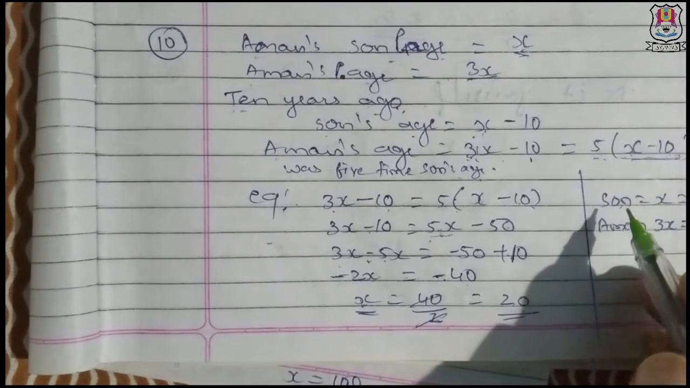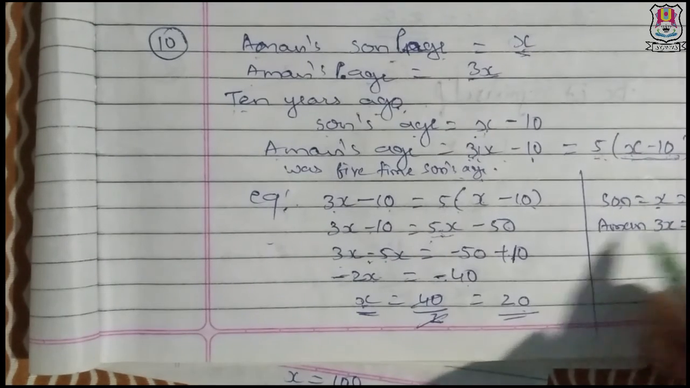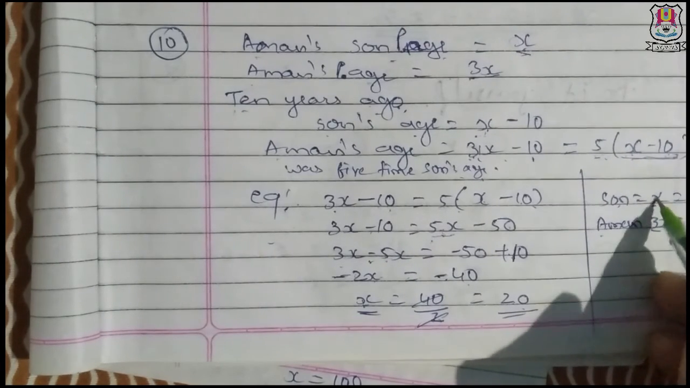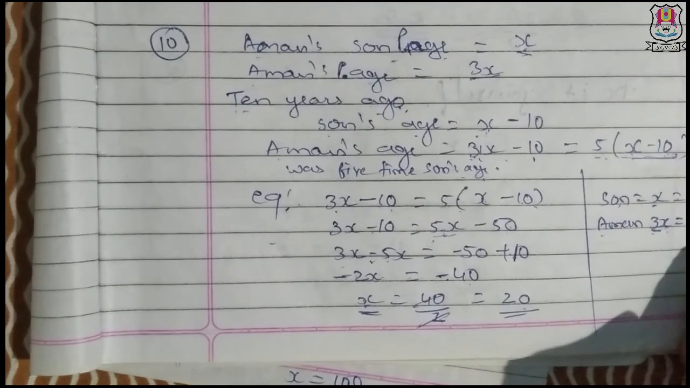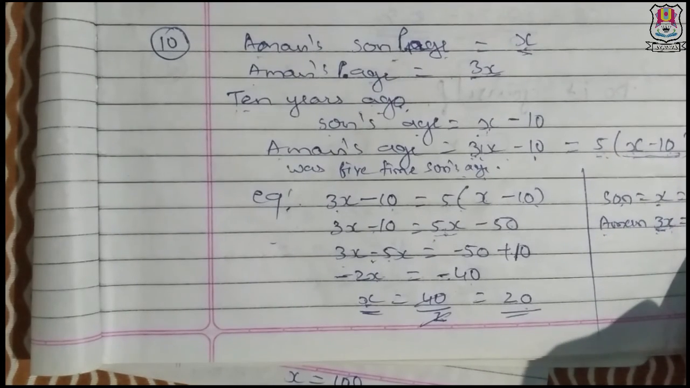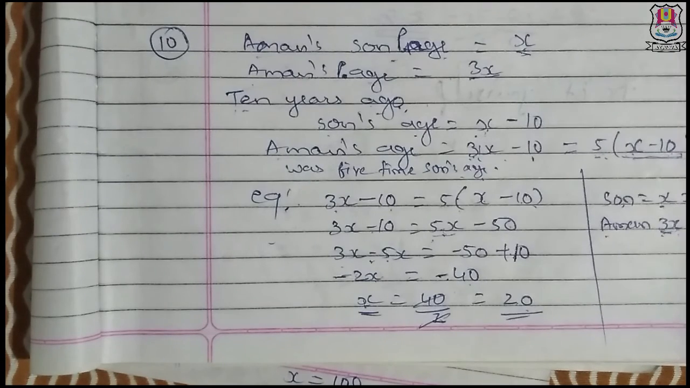So the son's age is x, so x is equal to 20, and Aman's age is 3 times his son, so 3x. So 3x is equal to 3 into 20, which is equal to 60. So we have found out both ages. Son is 20 and Aman is 60.